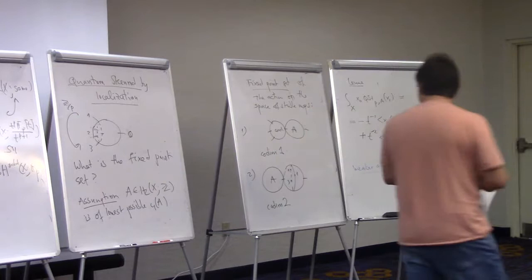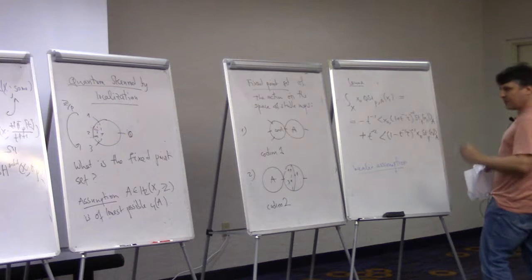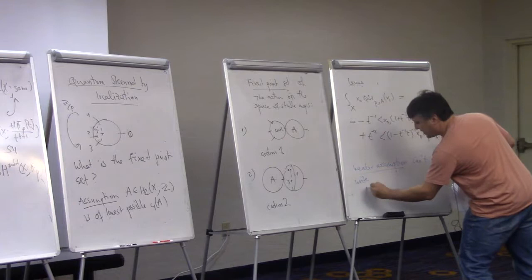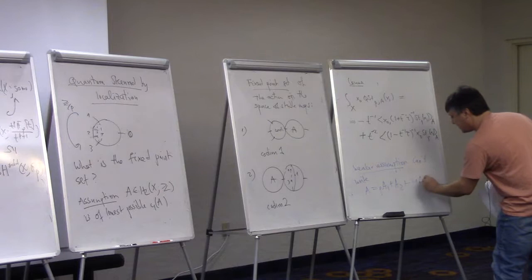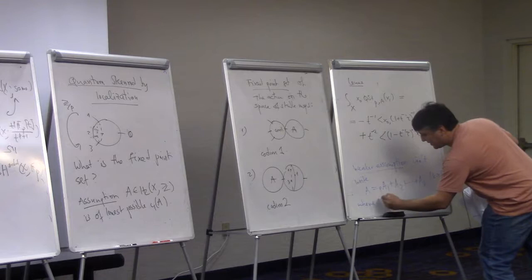So I want to make the weaker assumption that we can't write A equals P A1 plus A2 plus and so on plus AK, for any K greater than 1, where the AI are represented by holomorphic maps.